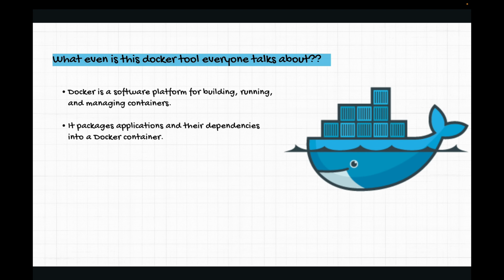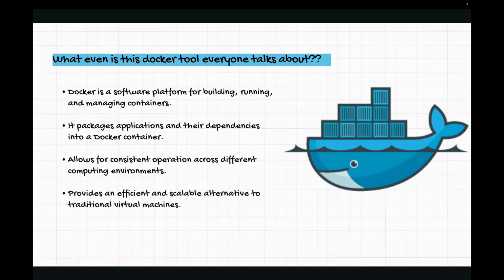Docker packages applications and their dependencies into a Docker container, and it allows for consistent operation across different environments. Docker eliminates problems where a software or an application is able to run well in one environment but encounters issues in another environment. Docker also provides a scalable alternative to traditional virtual machines, as we've seen, and this makes Docker an attractive option for developers and organizations looking to enhance efficiency and consistency when it comes to application deployment.